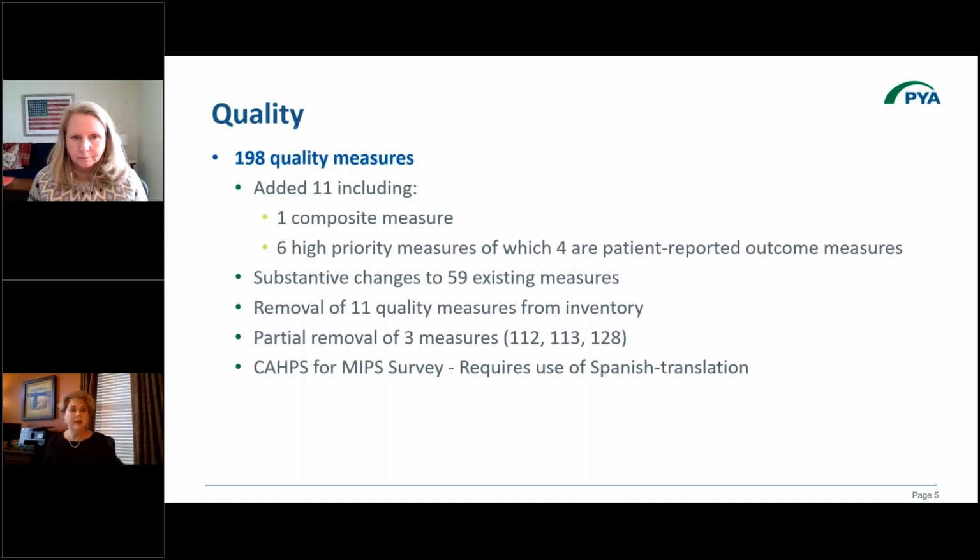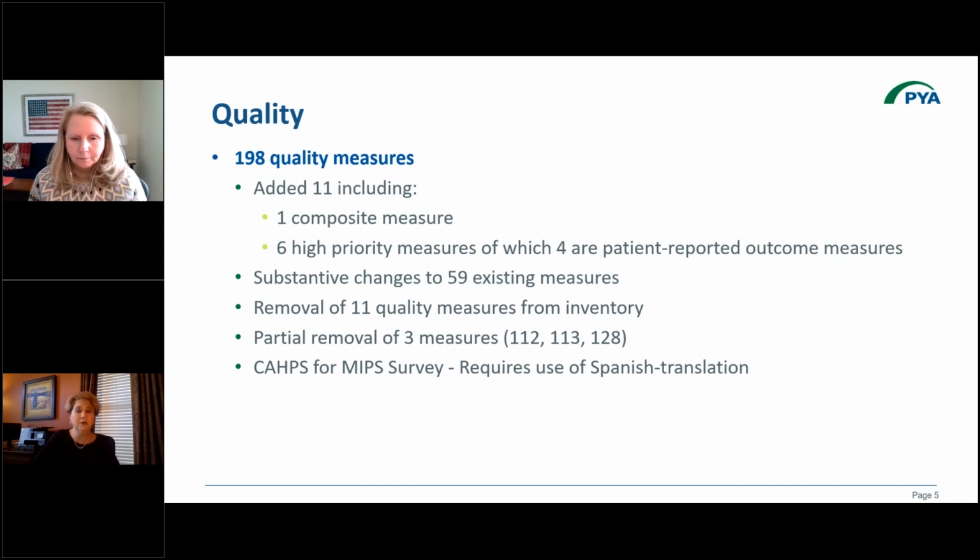So when we look at the quality measures, there are 198 quality measures when we're done. They have added 11 measures, including 1 composite measure. They've added 6 high priority measures, of which 4 are patient-reported outcomes, and made changes to quite a few. You see here 59 existing measures.